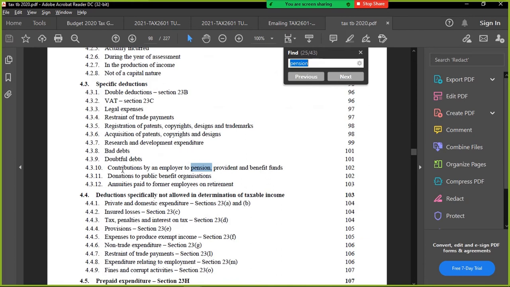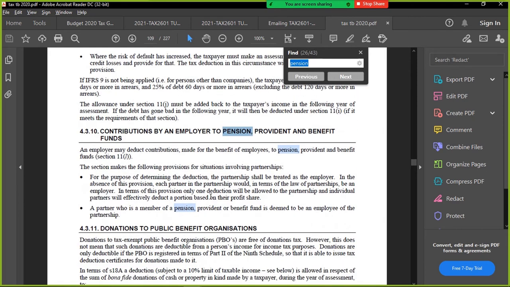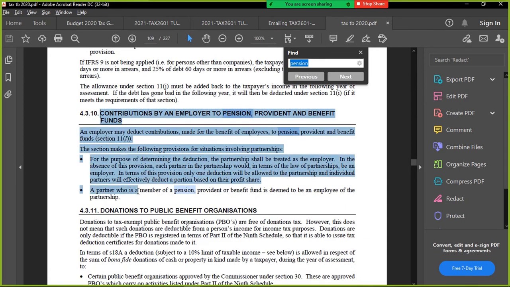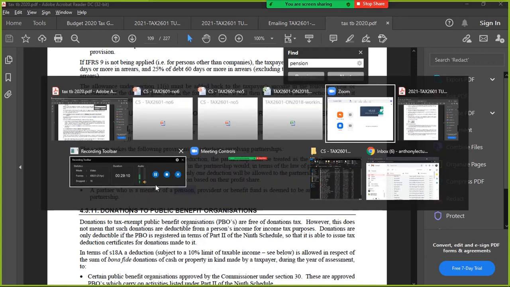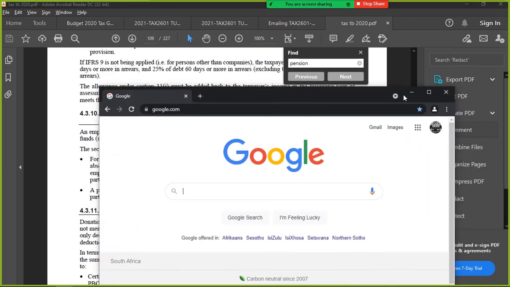There, contributions by an employer. That's the one, page 102. Yes, okay, so this is what we read. But remember, the textbook doesn't show what the practice note states. This is part of the practice note. This we'll have to Google. Okay, I remember now. This is not theory in the textbook. This is theory in the practice notes.